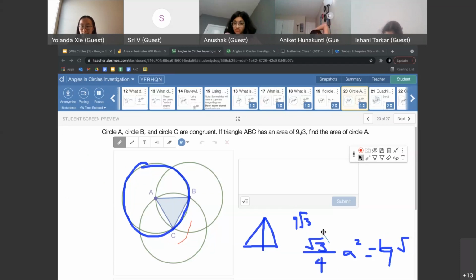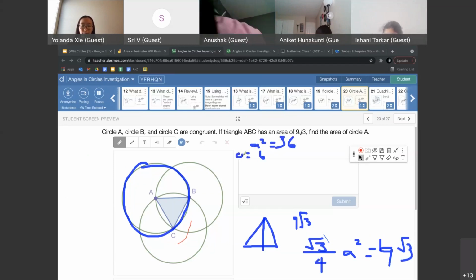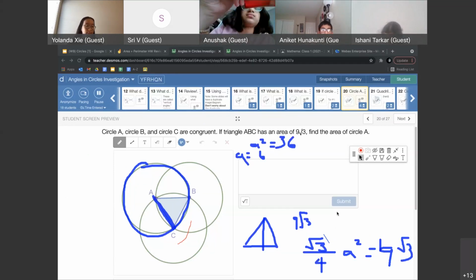It will equal 9 radical 3. And then you multiply both sides by 4, and then divide both sides by radical 3. And then you will get a squared equals 36, which tells you, if you square root both sides, that a equals 6. And a is the side length of this equilateral triangle. And remember previously that the side lengths of this equilateral triangle are radii of the circle. So 6 is the radius of circle A.